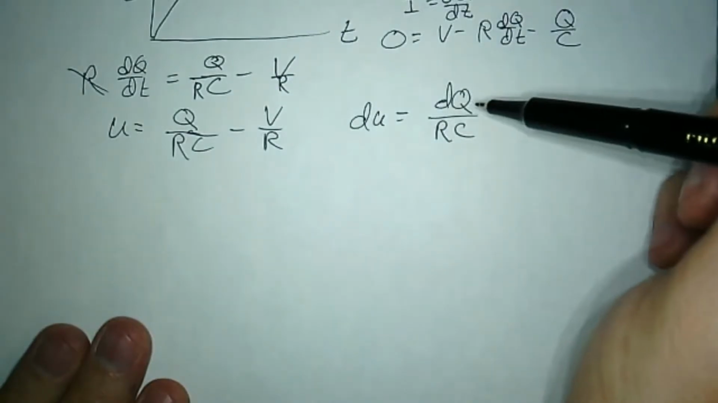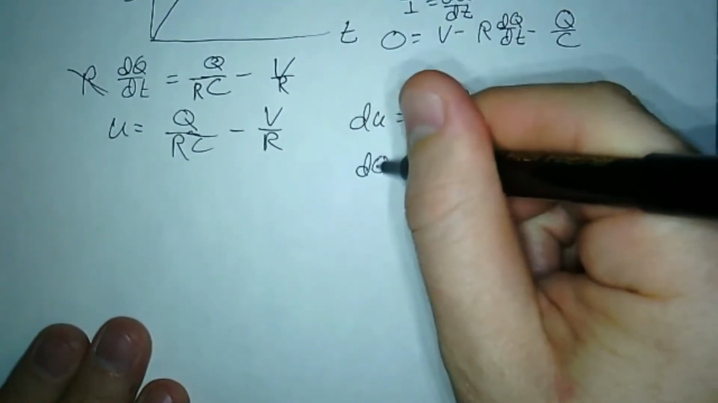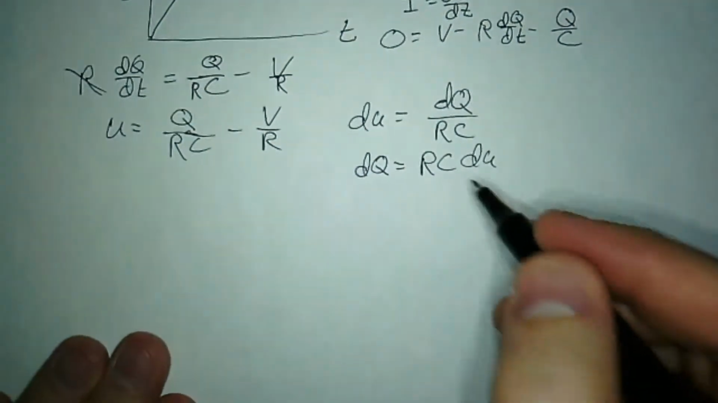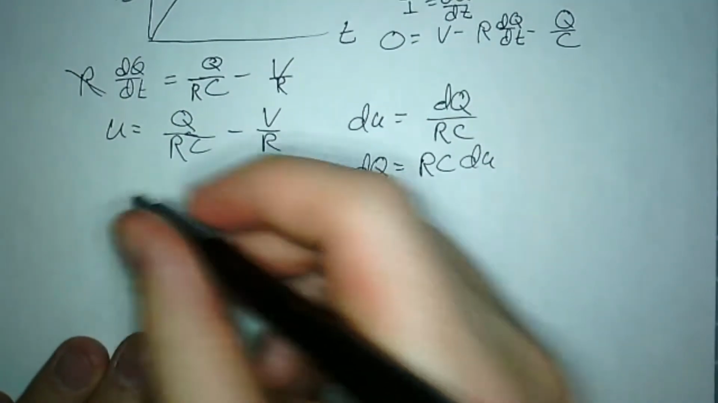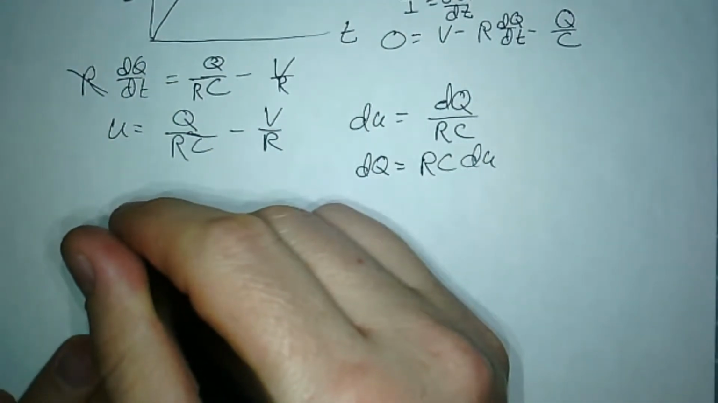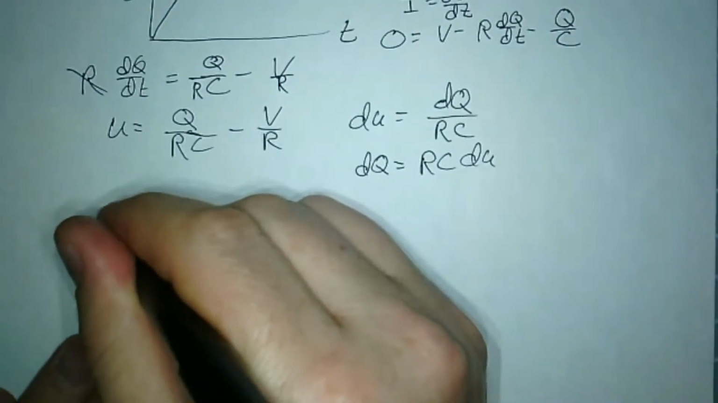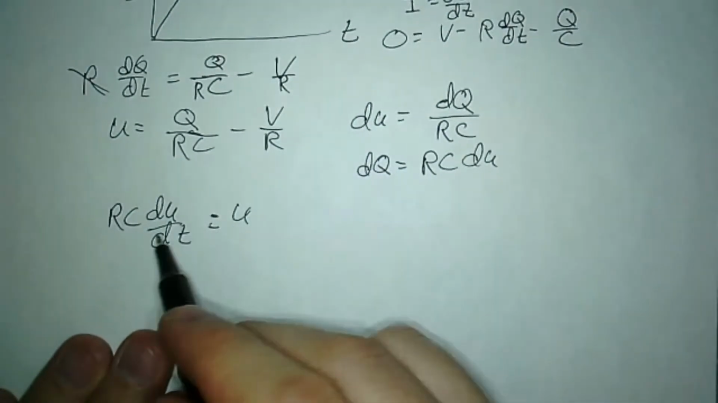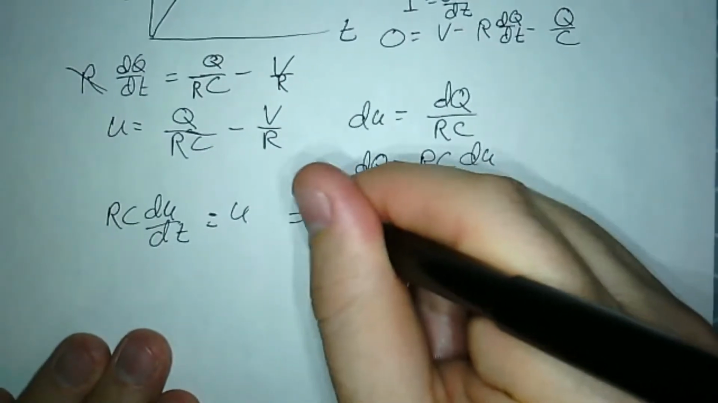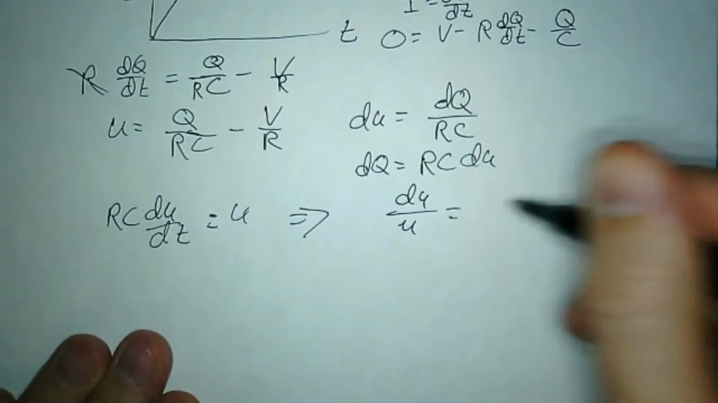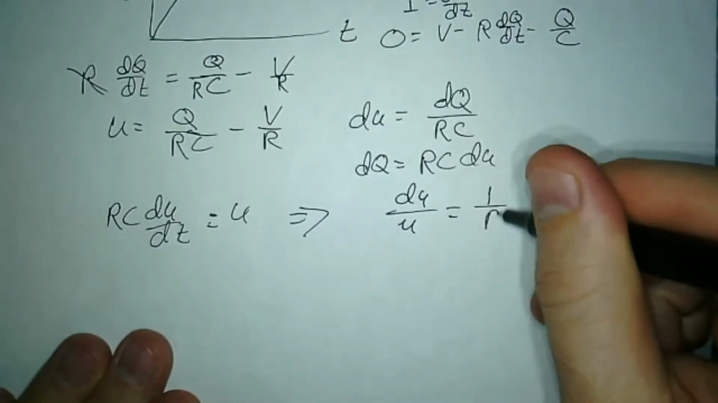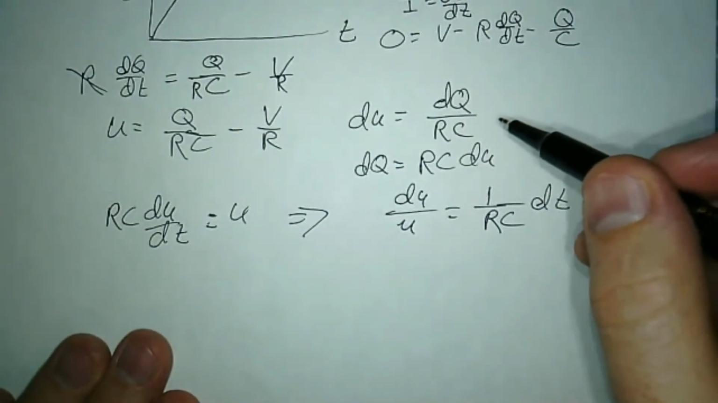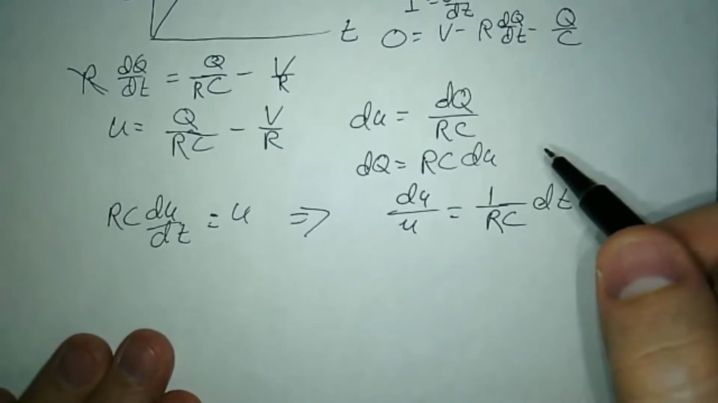Okay, so now what I like to do next is just solve for dq. That's going to be RC du. That way I can just plug it in over here. So now we've got, plugging this value in here, RC du dt equals U. And now I can set this up like du over U and solve it like a natural log. So that's going to get me du over U is equal to 1 over RC dt. And yeah, just checking to make sure it's looking okay so far.